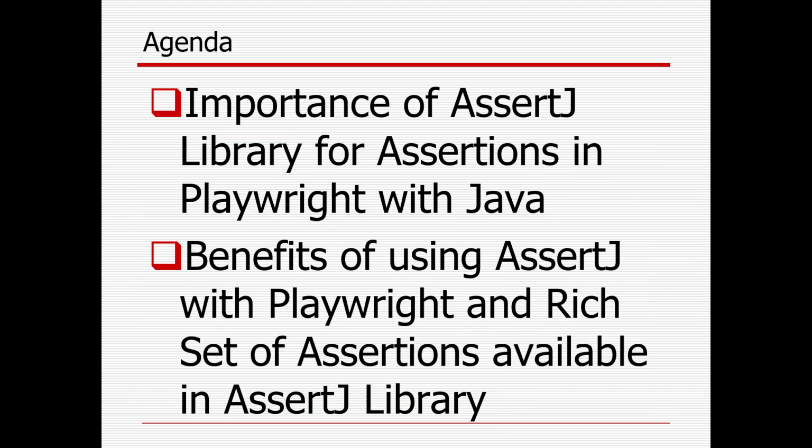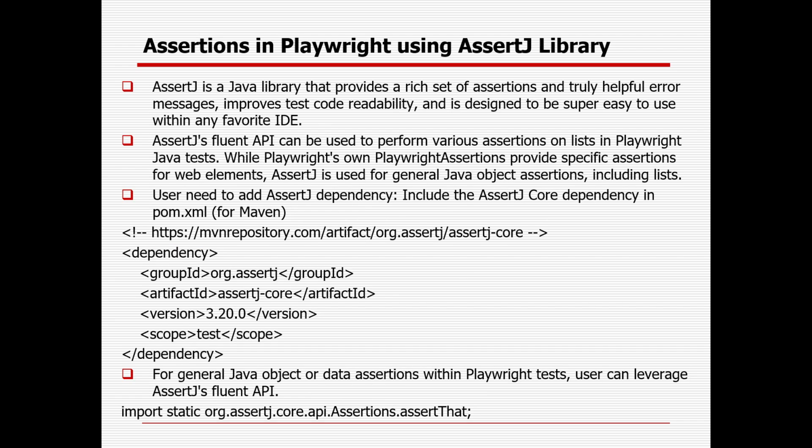In today's session, you will learn about the importance of the AssertJ library for assertion in Playwright with Java, along with the benefits of using AssertJ with Playwright and the rich set of assertions available in the AssertJ library. In the last couple of sessions, you already learned about different types of Playwright assertions like page level assertion, locator level assertion, negative assertion, along with hard and soft assertion. So AssertJ is an additional library available, right?